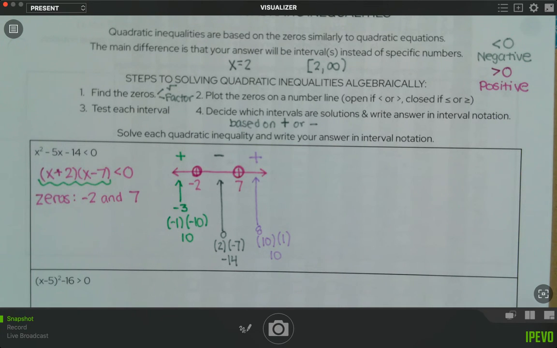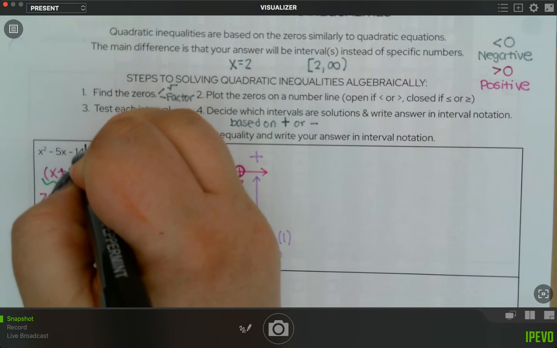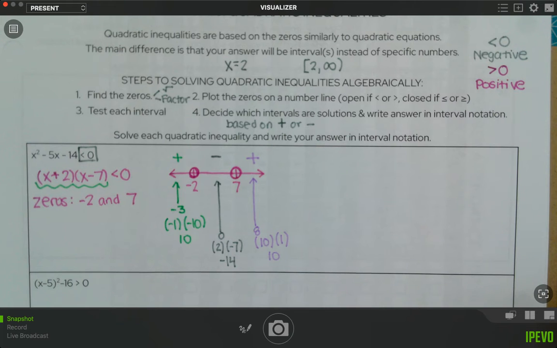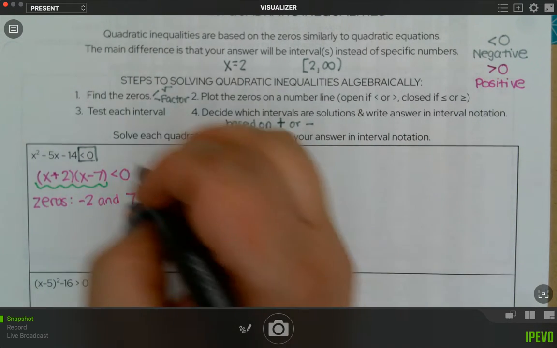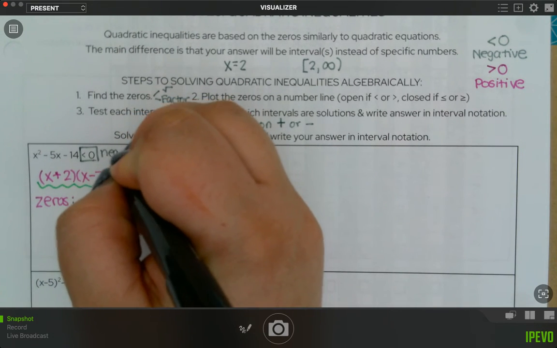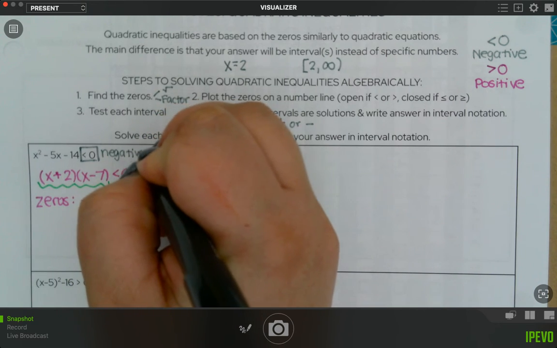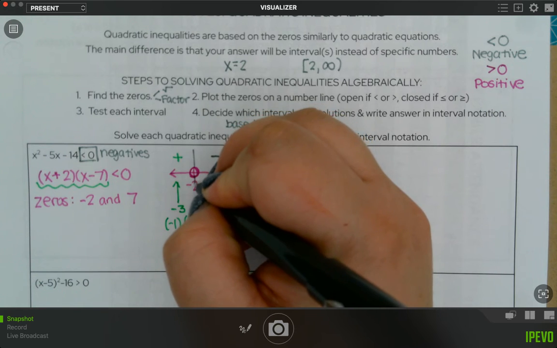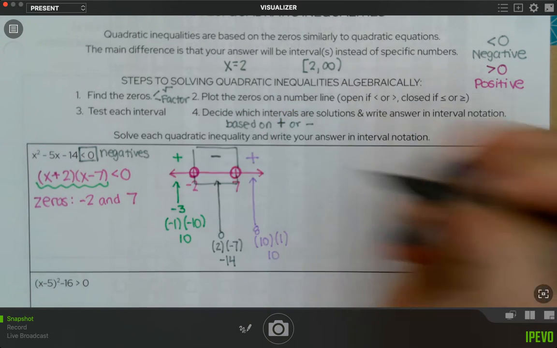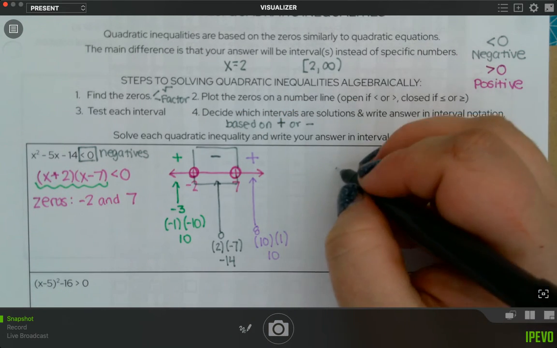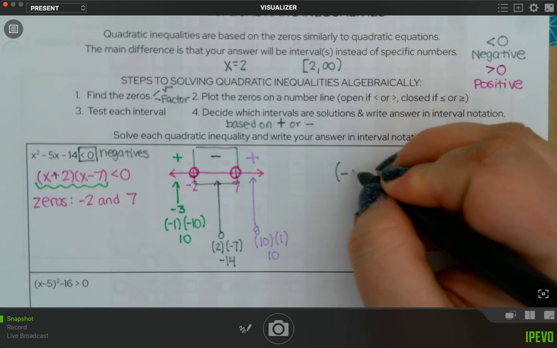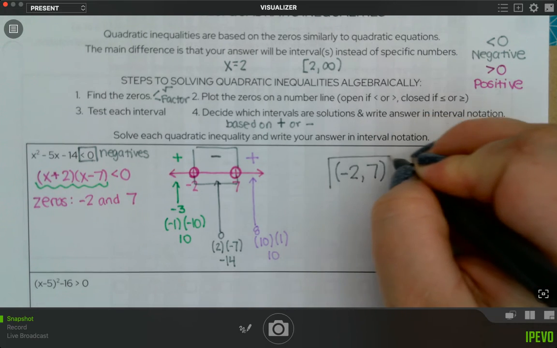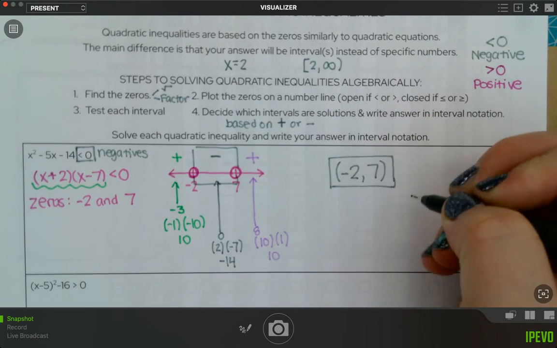Then I'm going to go back to my original problem. You always have to go back to the original here. This says less than 0. That means I want my negatives. And my negative is only here in the middle. So this area right here is my answer, from -2 to 7. And it gets put in parentheses because those are open circles. That is my final answer.